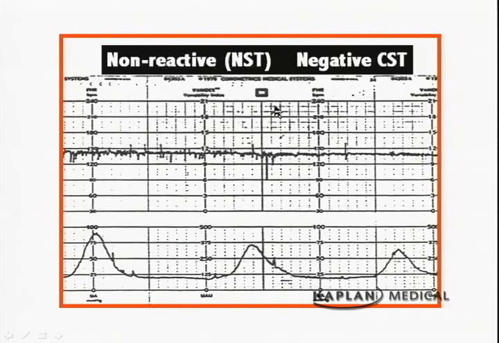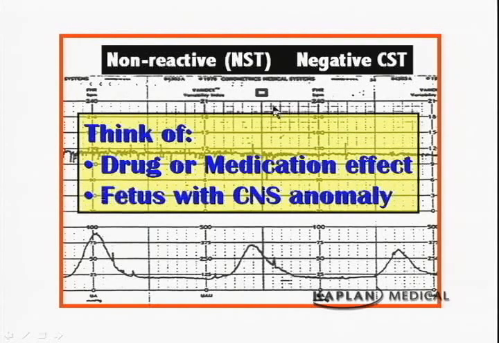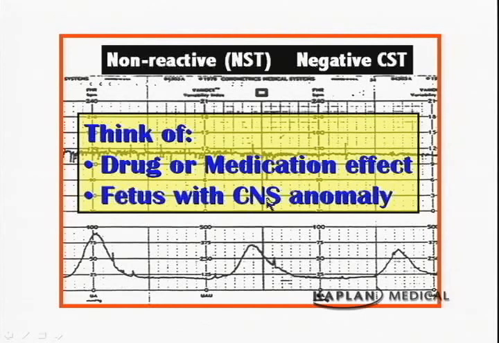Why is there no accelerations? Well, maybe the baby's sleeping, or it could be a drug or medication effect, and the baby is sedated. This is normally what you would see in labor if the mom was given morphine. Perhaps there's a fetus with a CNS anomaly that prevents the heart rate from increasing.